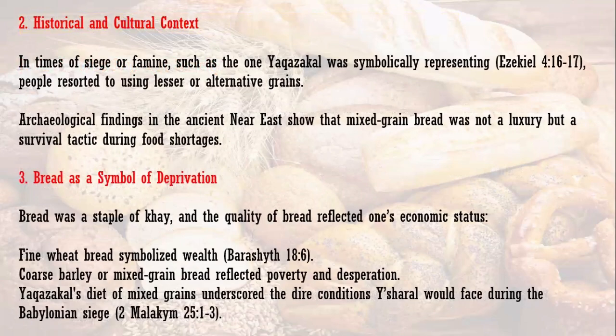Number 2, the historical and cultural context. Now, in times of siege or famine, such as the one in Yechezqel that we're looking at now, was symbolically represented in Yechezqel 4, verse 16 to 17, where people resorted to using lesser or alternative grains. Now, archaeological findings in the ancient Near East show that mixed grain bread was not a luxury, but a survival tactic during food shortages.